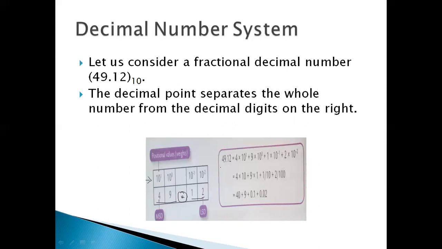So this gives us 49.12 is equal to 4 into 10 plus 9 into 1 plus 1 by 10, because 10 to the power minus 1 is 1 by 10, plus 2 by 100 because 10 to the power minus 2 is 1 by 100. So this is equal to 40 plus 9 plus 0.1 plus 0.02.